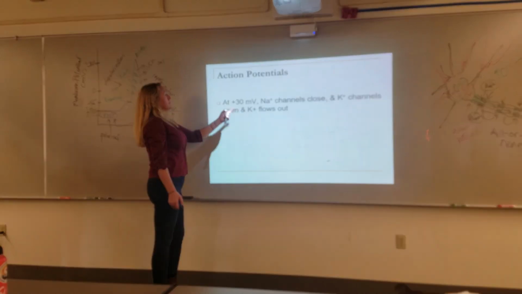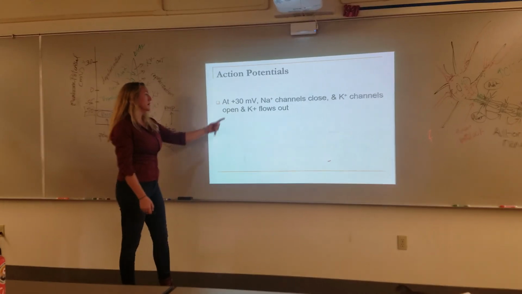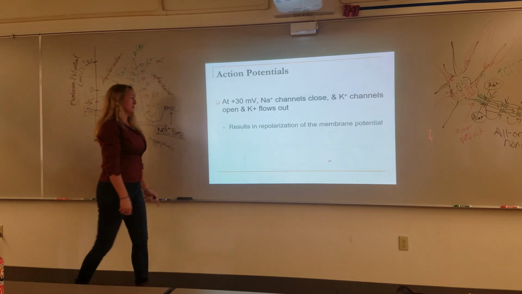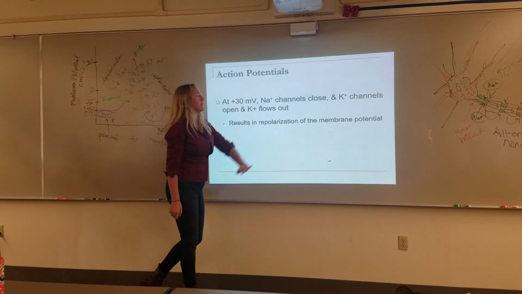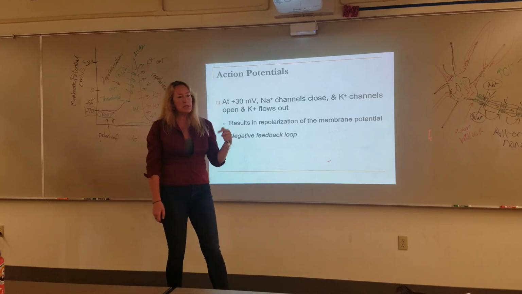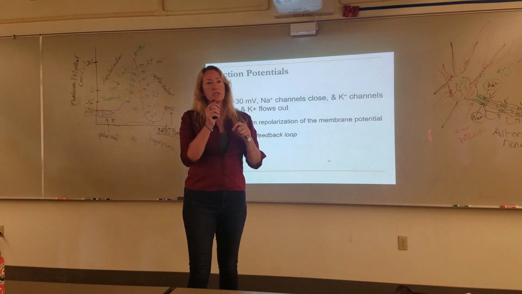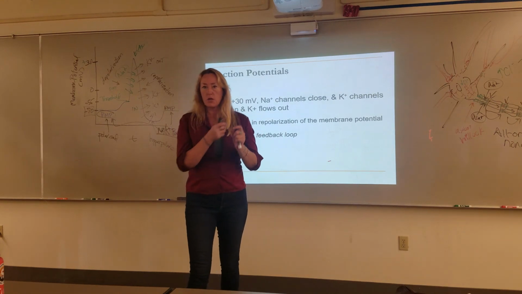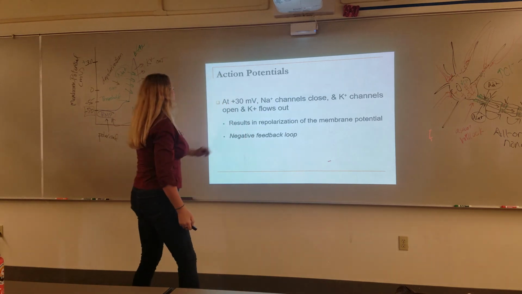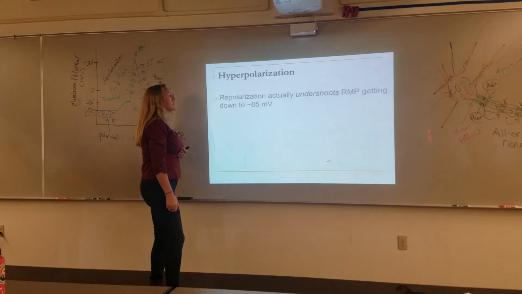All right, so at plus 30, sodium channels close, potassium channels open, potassium flows out. So then it goes down the other way. Results in the repolarization and then hyperpolarization of the membrane. We call that a negative feedback loop because that stimulus or that change caused the reverse to happen, right? So it went up real high, okay, now we're gonna bring it back down. So it's a negative feedback loop in this part of the action potential.